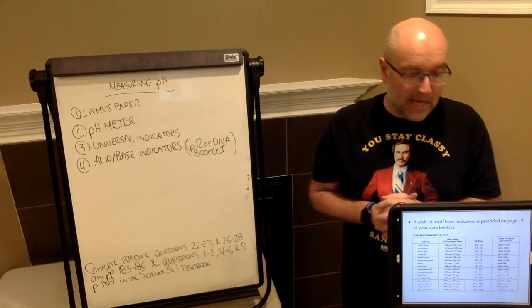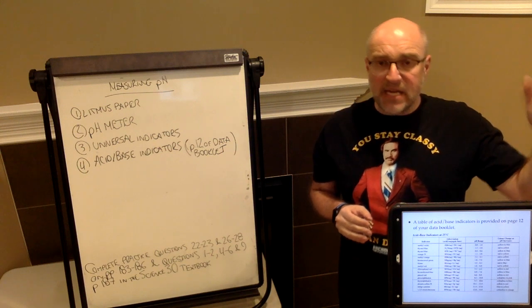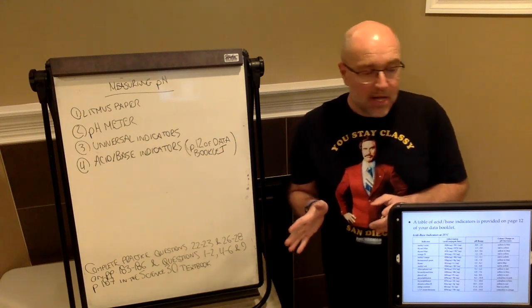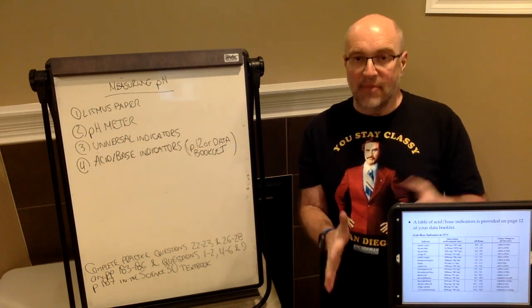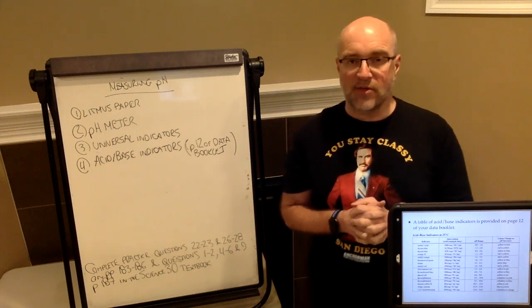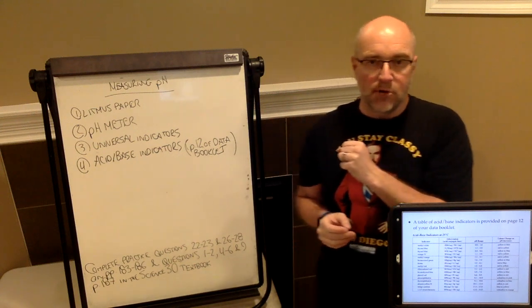0 to 1.6, which means that when it's 0, the indicator solution will actually be yellow, and then once it hits all the way to 1.6, it will be blue. In the range in between 0 and 1.6, it will sort of turn from a yellow to a green and then to a full blue.